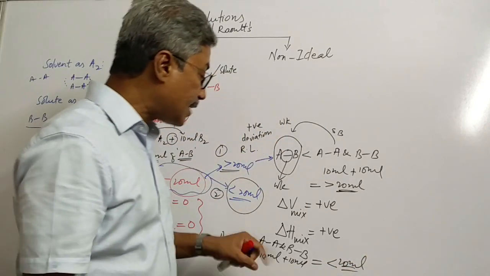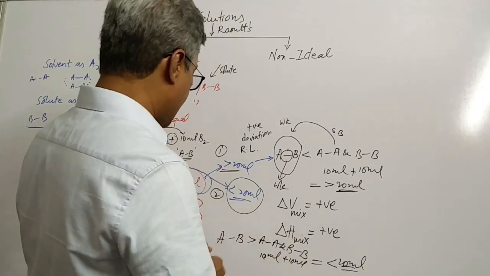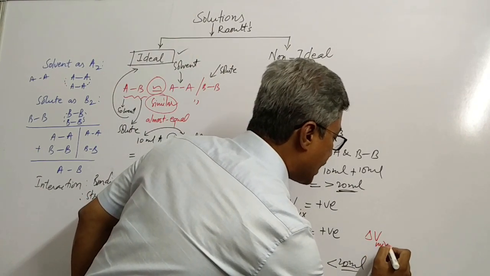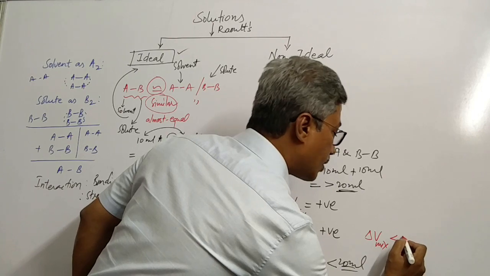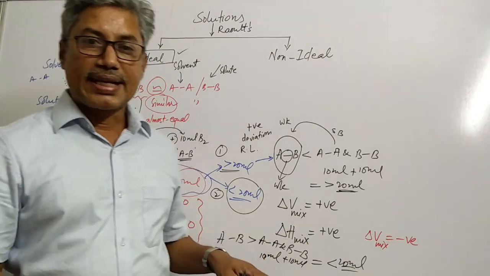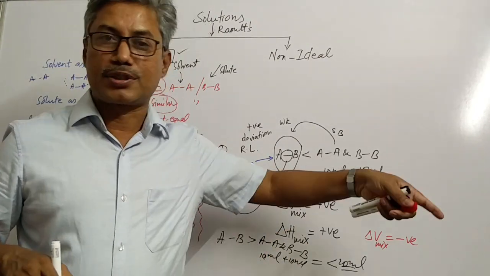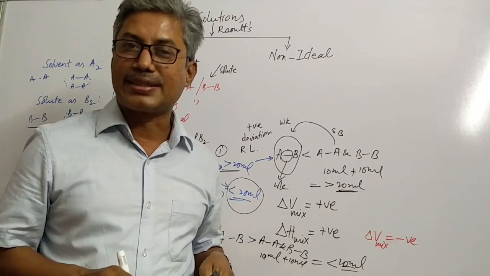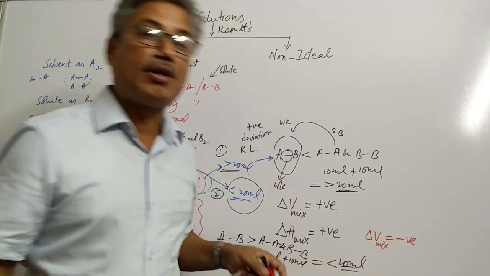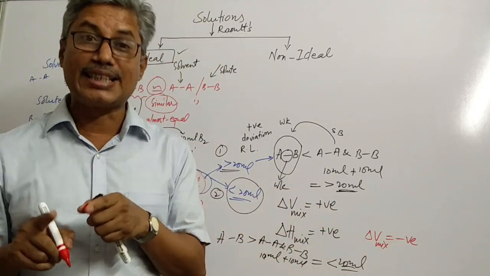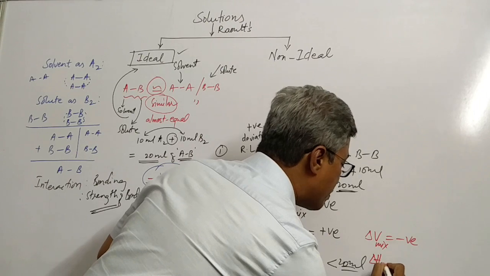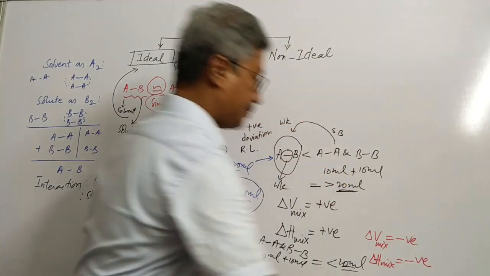Is it clear, students? And if it is less than 20 ml, then in this case what we notice is delta V upon mixing is found to be less than the sum of the volumes. That means we can say that it is negative. The total volume of the solution upon mixing will be less than the sum of the two volumes. That means delta V mixing is negative. And why is this negative? Because the bond strength of solute and solvent upon mixing is found to be stronger. Stronger means more exothermic. That means delta H mixing is also negative.